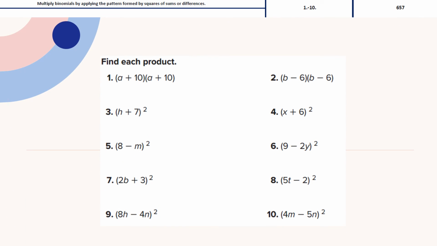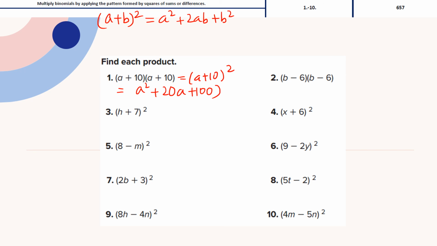Let's now multiply binomials by applying the pattern formed by squares of sums or differences. So here we have used the algebraic identity. I'm going to write the identity for you. A plus b whole square is equal to a square plus 2ab plus b square. So here you see a plus 10, same term. So this is same as a plus 10 whole square. So its expansion would be a square plus 20a plus 100. So this is how you find the product.